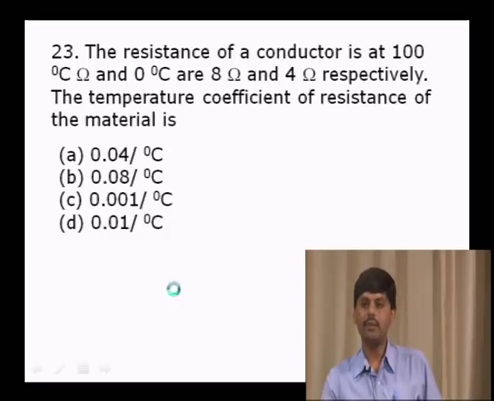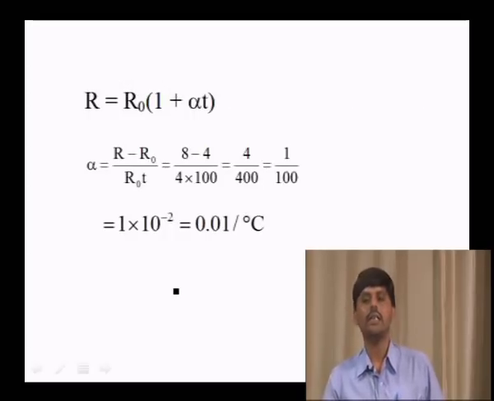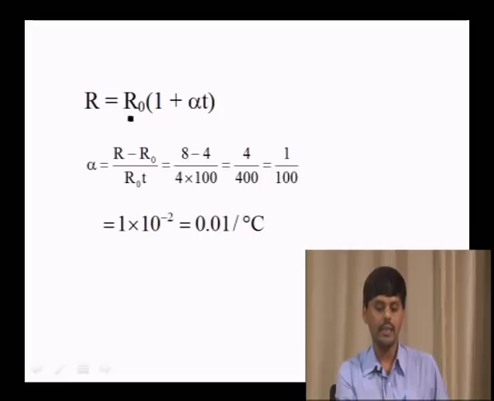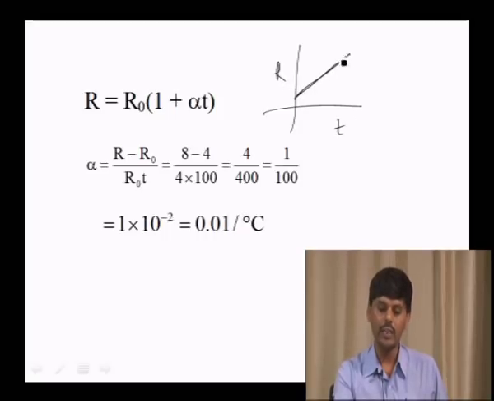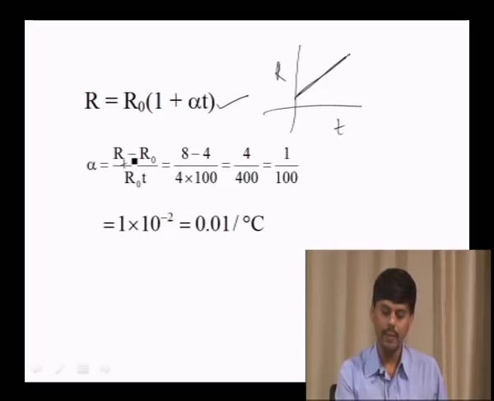See, we have a formula for the variation of resistance with temperature. This is the formula. For this variation, we are going to have an equation like this, where this axis is resistance and this is temperature. Rearranging this equation, we get alpha is equal to R minus R naught divided by R naught into T. This R can also be taken as RT, that is resistance at temperature T.